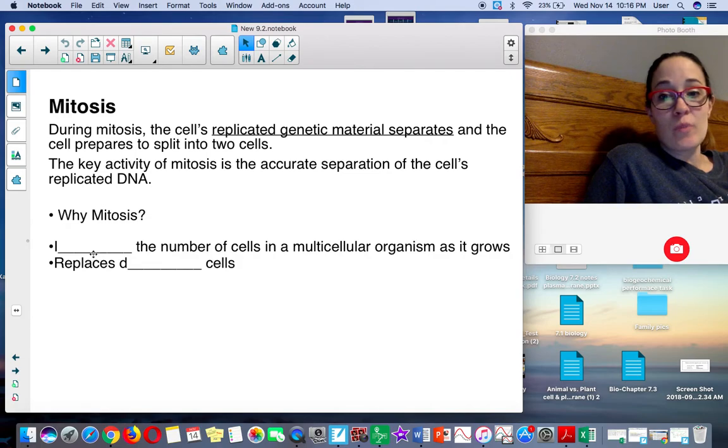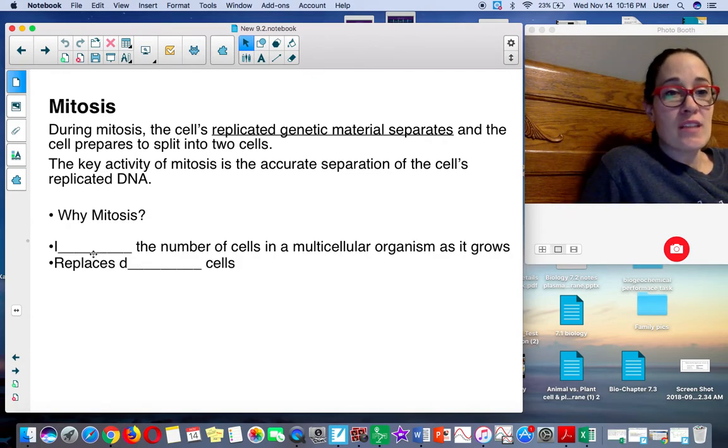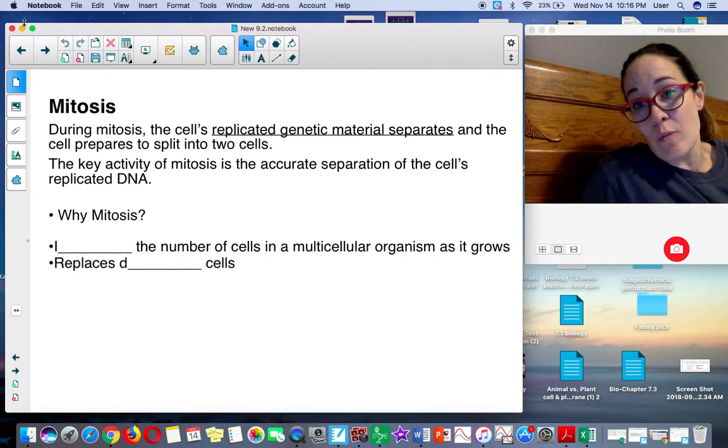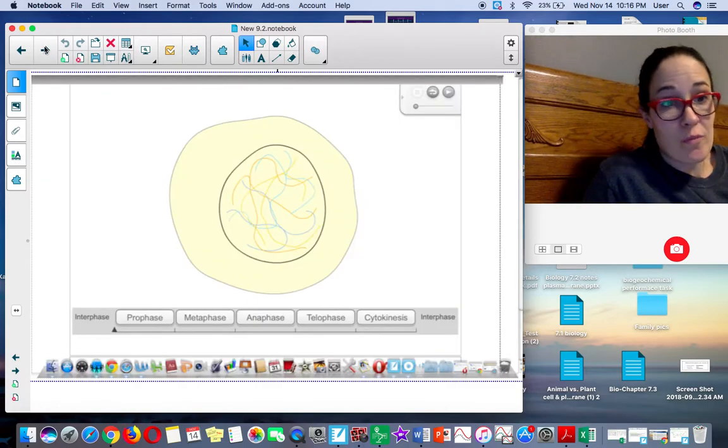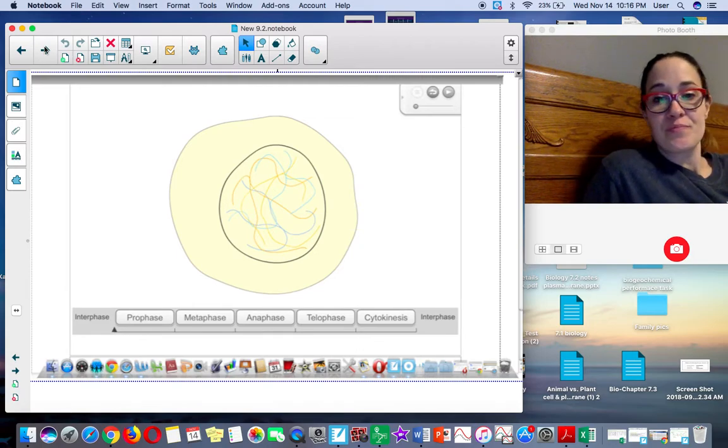Another reason is to replace damaged cells. Remember in the last video I said red blood cells have a lifespan of 120 days. You need red blood cells to live, so the damaged ones need to be replaced. Or if you break a bone, there's another example.